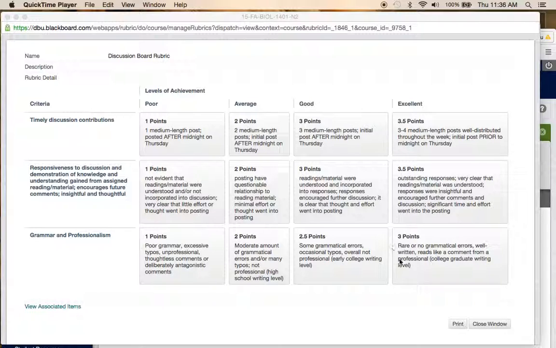So that is the excellent category for 3 points, is you're not going to have any grammatical errors, or if you do, they're very rare, very occasional. Not going to have a lot of typos, it's a well-written response, and it really reads like a professional comment.